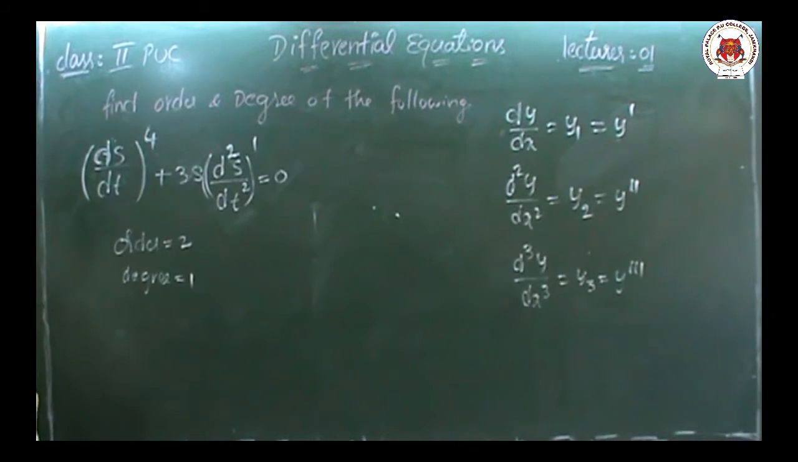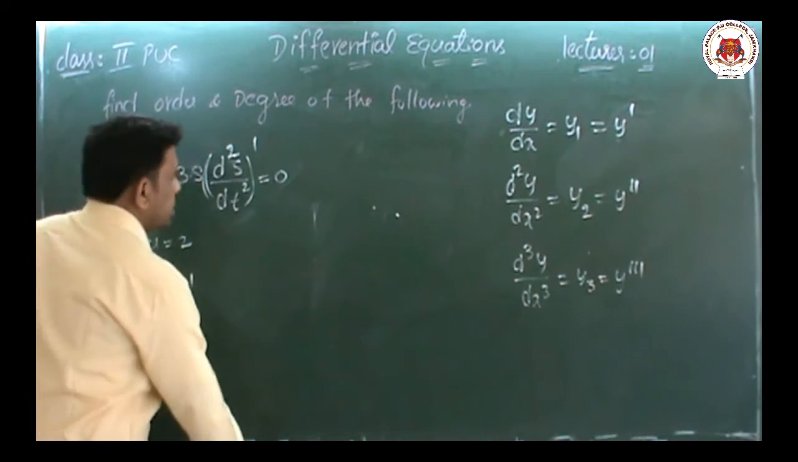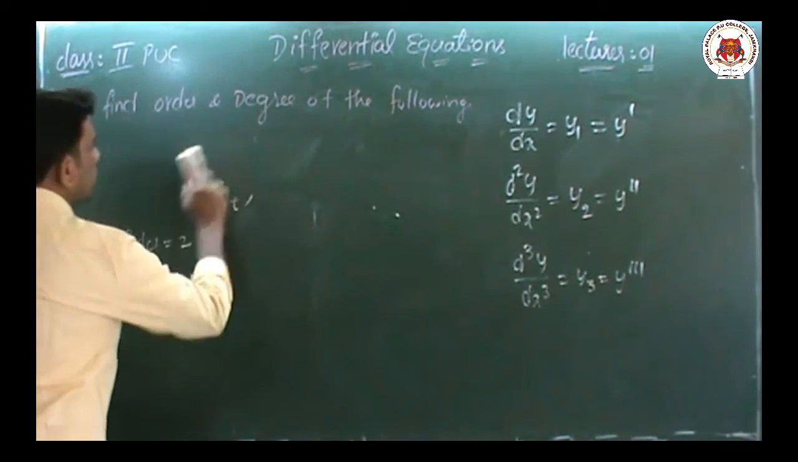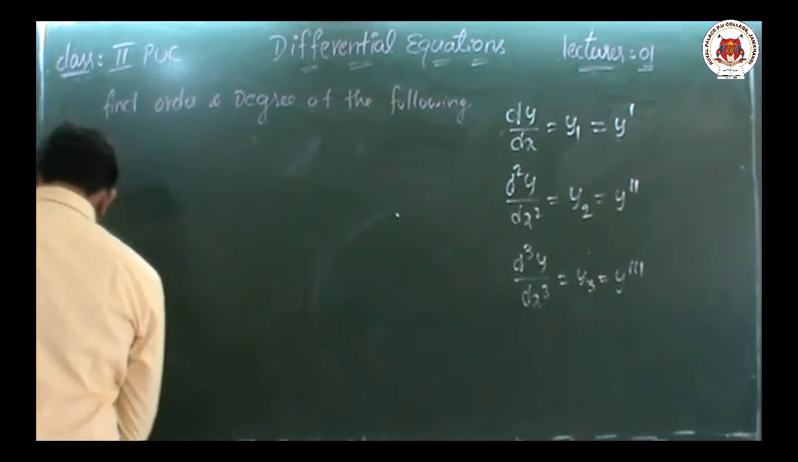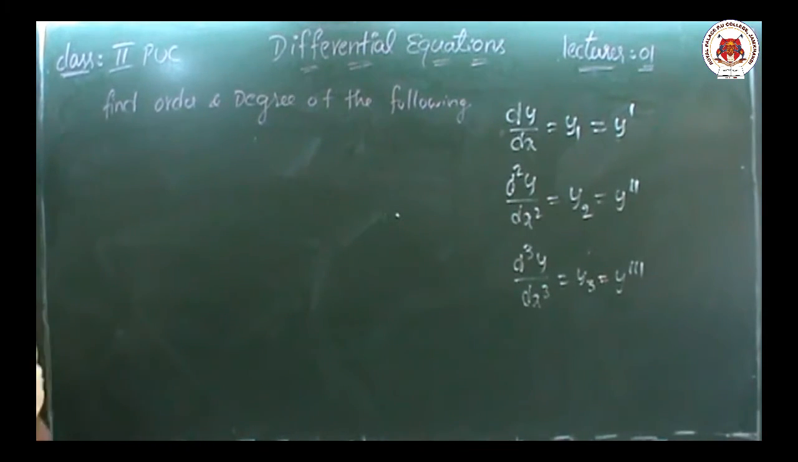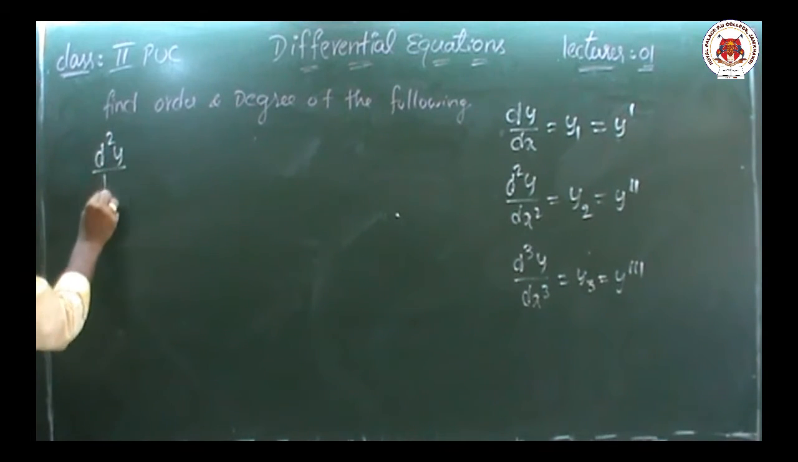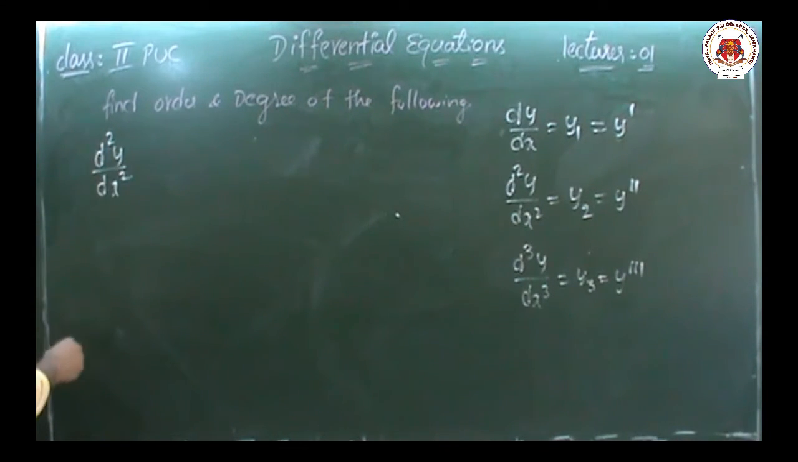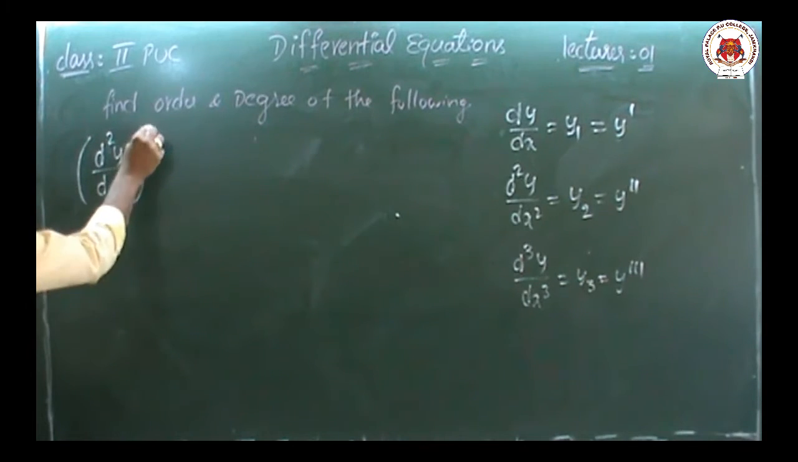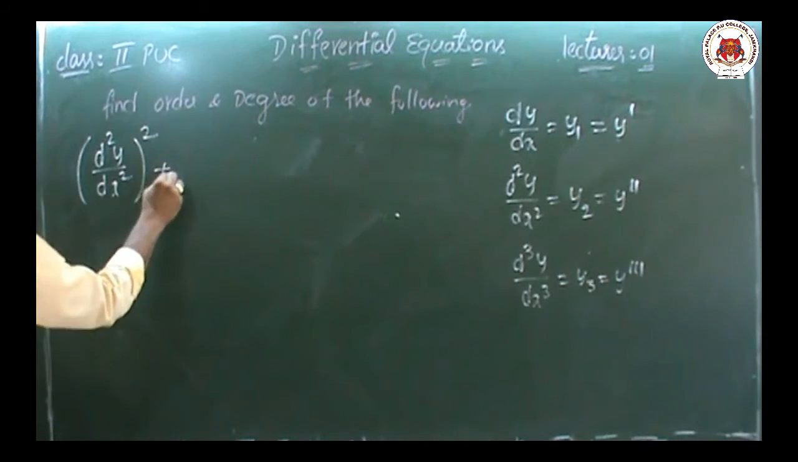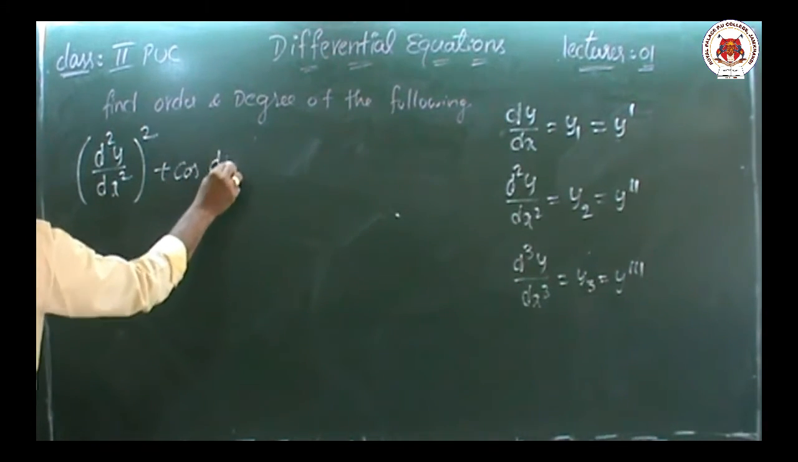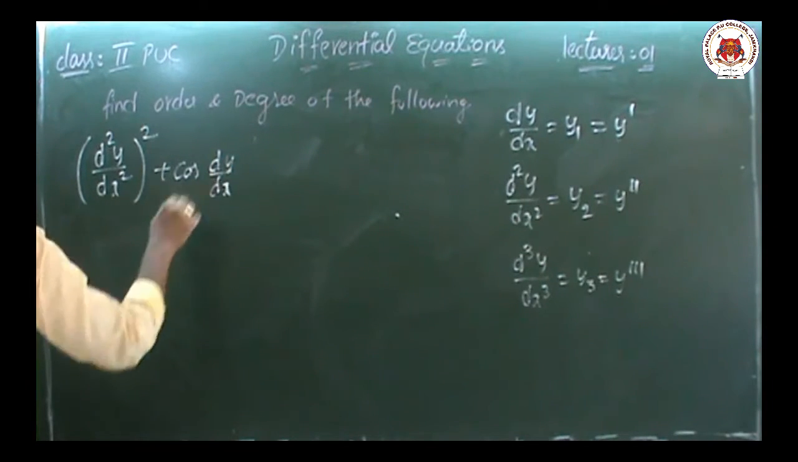Degree equal to 1 and order is 2. This is the answer. Now we will go to the next question. The next question is (d square y by dx square) whole square, plus cos of dy by dx is equal to 0.